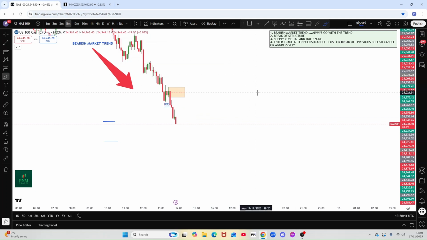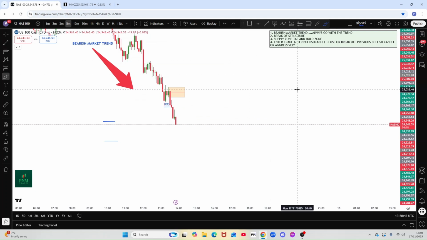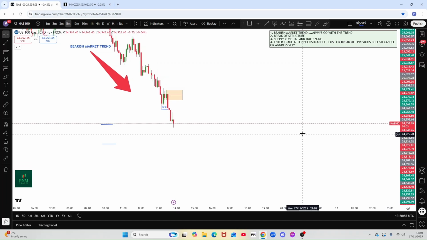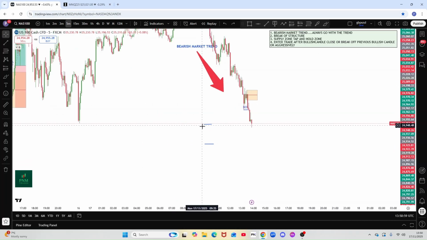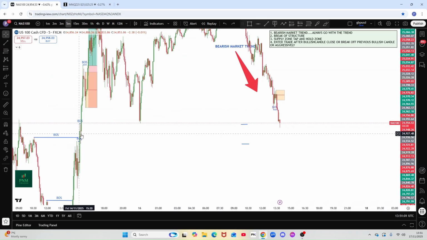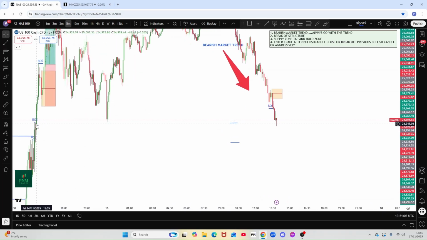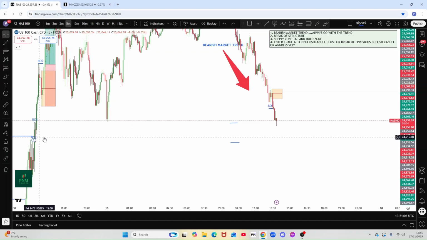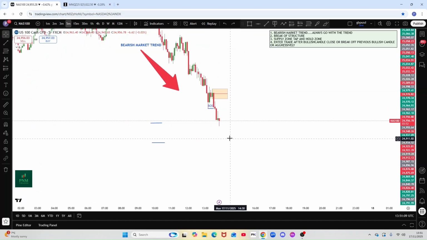Now we just wait. Nothing to do at the moment. Potentially creating another supply zone right here, but we'll see how it reacts. We shall see. I'm aware there's an old supply zone, 5-minute demand zone, but it's not worrying me too much.